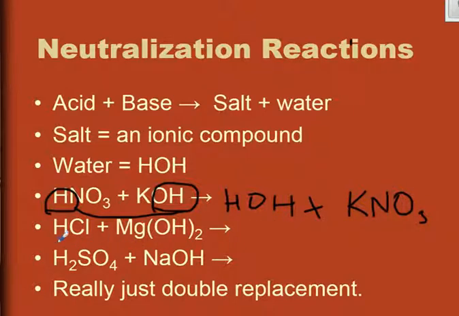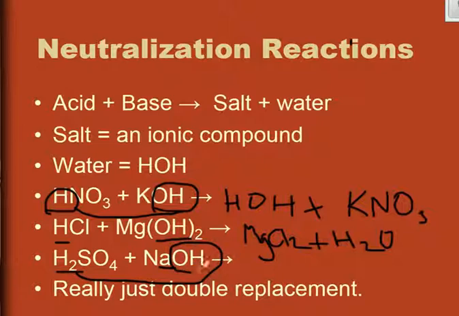Here, H and OH will combine to form water, and Mg and Cl will go together, but Mg is +2, Cl is -1, so it will become MgCl2 and water, which you could write as HOH or H2O. The Regents accepts both, whatever you like. I like H2O.